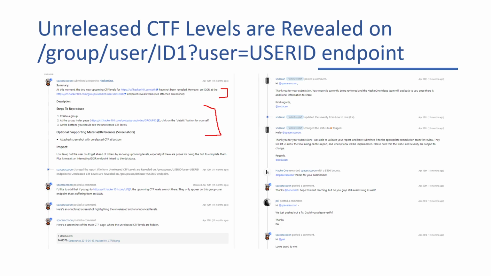Steps to reproduce, very, very simple. Create a group, go to the index page, whatever. He includes some screenshots here. And you know what? This impact is really good, because they don't just say it's been revealed. They say, well, actually, if they know what the upcoming levels are and there are prizes to the first to complete them, you can actually try and get ahead of others. And then he adds some additional info in other comments, just to really flesh it out. He maybe looked at it and decided, actually, I wanted to add some more information here and make it clearer.